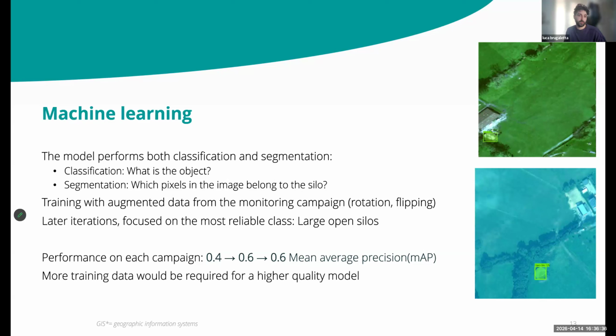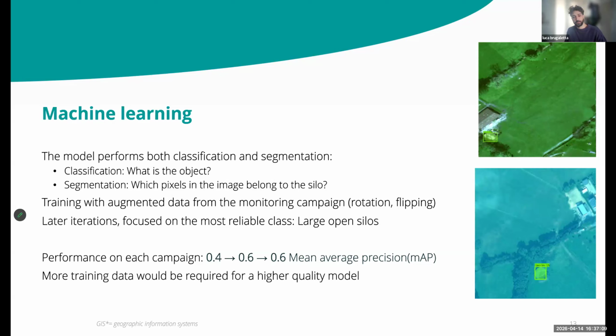For who doesn't know, classification in simple words is classifying what the object is, so which category it belongs to. And segmentation is detecting the number of pixels that belong to the silo, or rather to the specific category that we are looking for. Considering the data were not enough, an additional augmentation step was done, which is a very simple step of rotation and flipping.